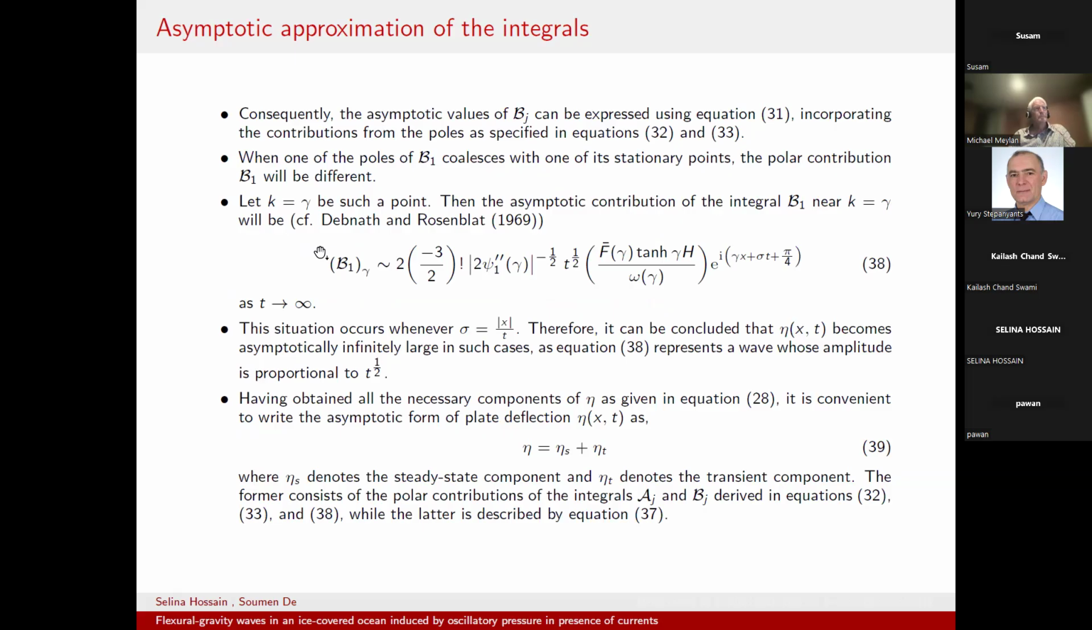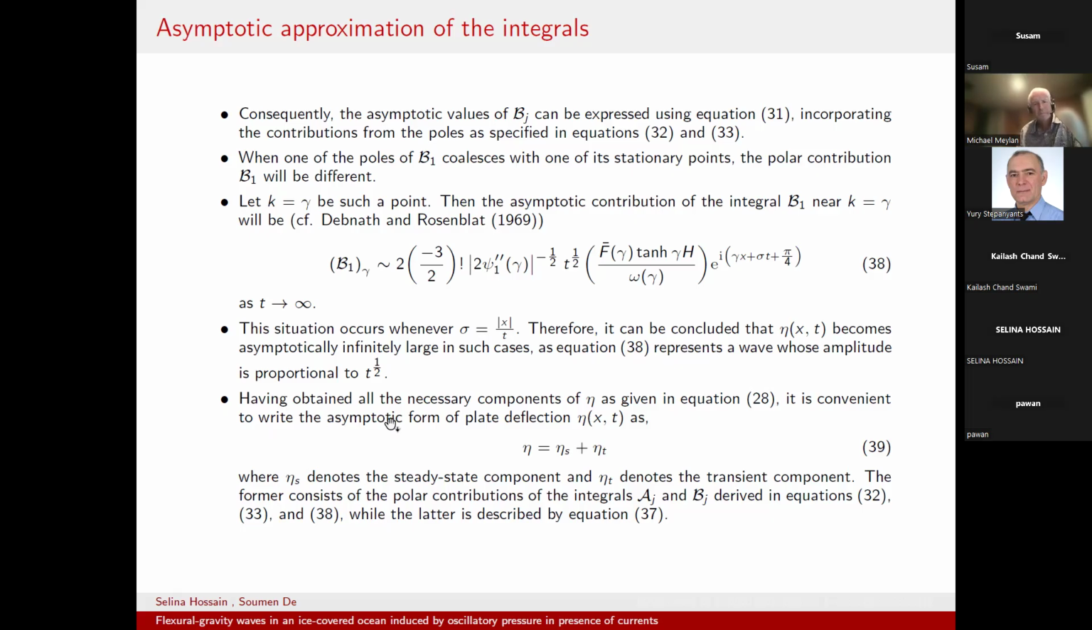Then the asymptotic contribution of the integral B1 near k equal to gamma can be written as equation number 38, which is a formula we have taken from the paper of Debnath and Rosenblatt. This situation occurs whenever sigma is equal to mod x by t. That is, our angular frequency of imposed pressure is equal to x by t. Therefore, it can be concluded that eta(x,t) becomes asymptotically infinitely large in such cases, as equation 38 represents a wave whose amplitude is proportional to t to the power half.